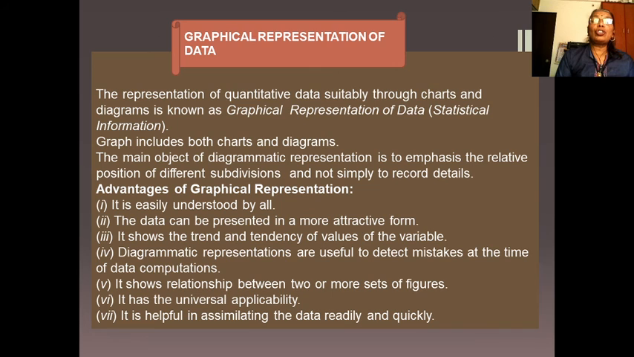Fifth, it shows a relationship between two or more sets of figures. Sixth, it has universal applicability. Seventh, it is helpful in assimilating the data readily and quickly.